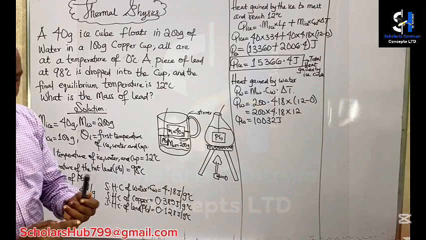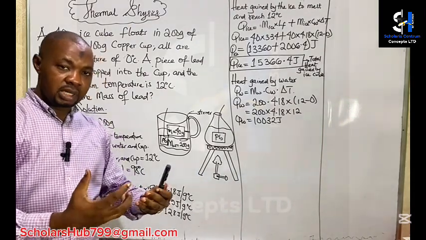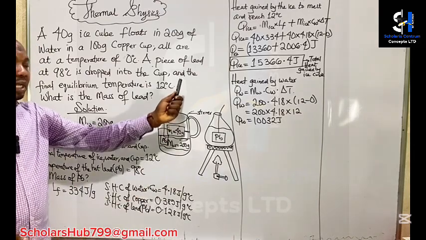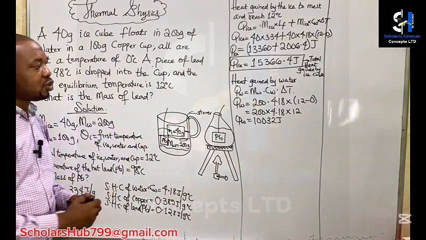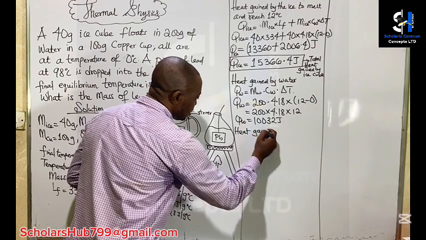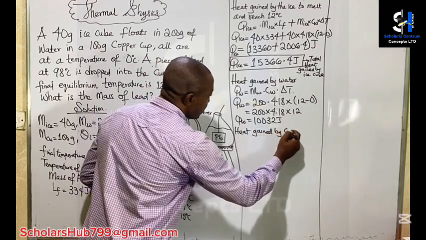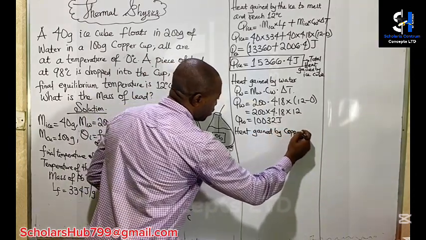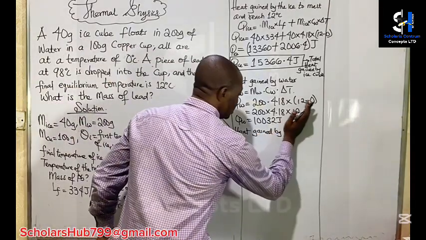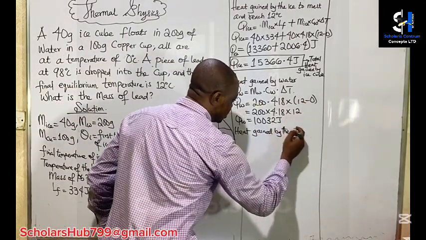Remember, water, ice and the cup gain, that is, they absorb heat, while the lead loses heat. So we also need to calculate the heat gained by the copper cup. So the heat gained by the copper cup.